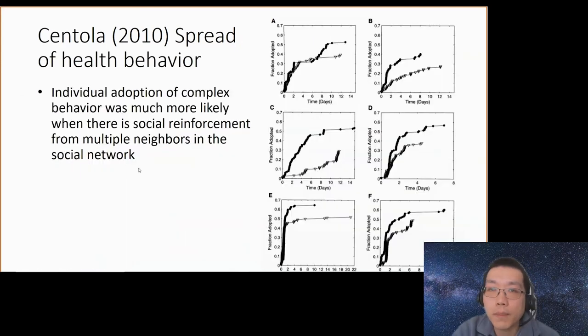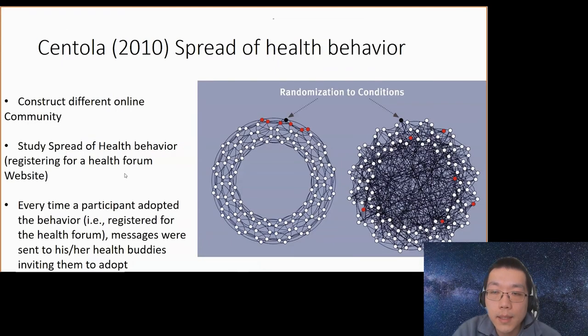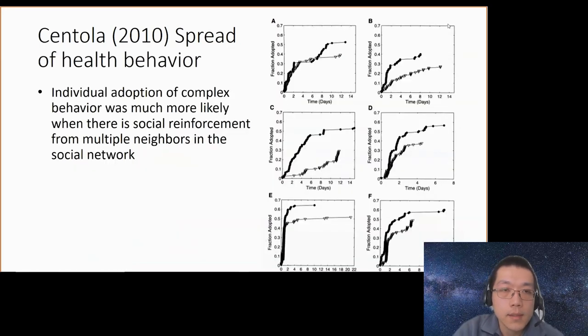So he conducted the experiment on the network multiple times, but the bottom line or the conclusion is this behavior actually spread much faster and deeper on the network on the left, where we have much more clustering and separation. So this means that the individual adoption of complex behaviors, such as registering for a health website, was much more likely when there's social reinforcement from multiple neighbors in the social network.